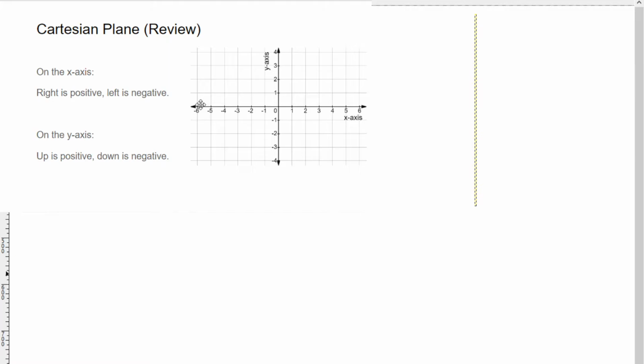On the x-axis, right is positive. So this direction here is positive. This direction here is negative. Generally, that'll be shown along the scale. On the y-axis, up is positive, down is negative.